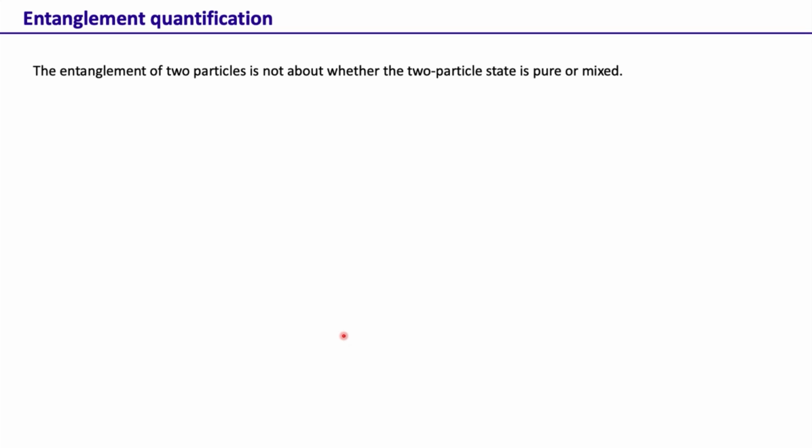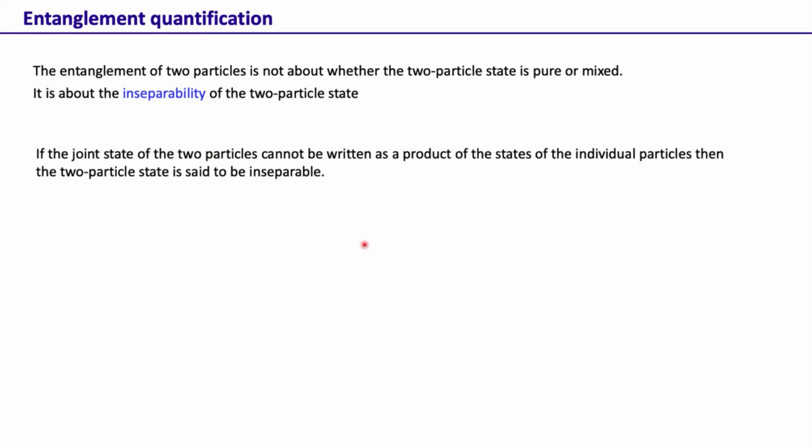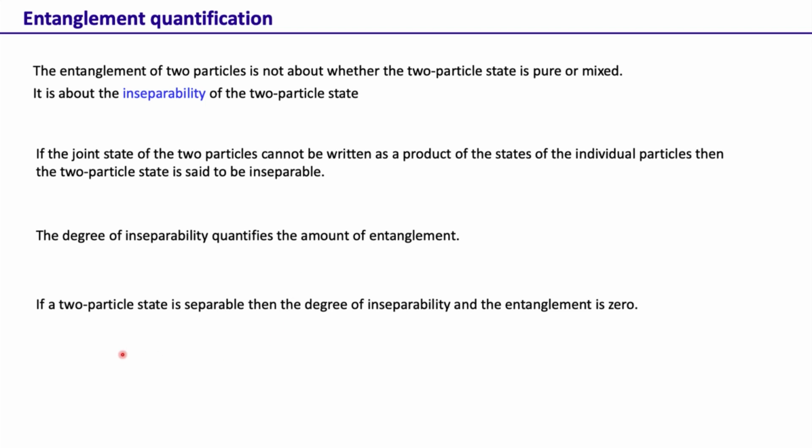Now, the entanglement of two particles is not about whether the two particle state is pure or mixed. It is about the inseparability of the two particle state. So, if the joint state of the two particles cannot be written as a product of the states of the individual particles, then the two particle state is said to be inseparable. The degree of inseparability actually quantifies the amount of entanglement.